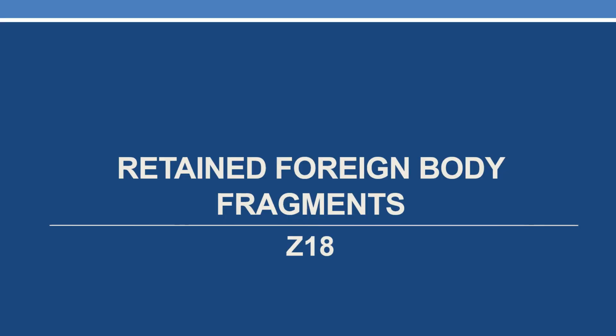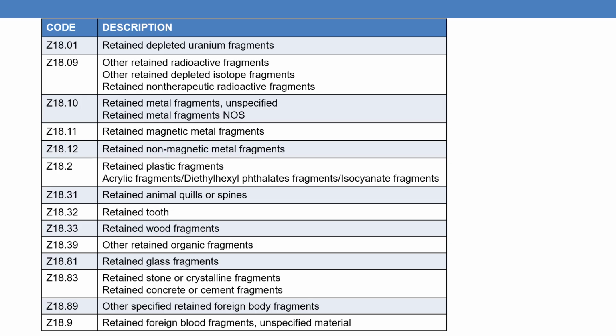Now coming to retained foreign body fragments, which are given by the category Z18. Here is the list of complete Z18 codes. The first code is Z18.1. It indicates retained depleted uranium fragments. The next is Z18.09. It deals with other retained radioactive fragments, other retained depleted isotope fragments, or retained nontherapeutic radioactive fragments. If the physician documents any of the following, you need to code Z18.09. And all the Z18 category are SDX codes.